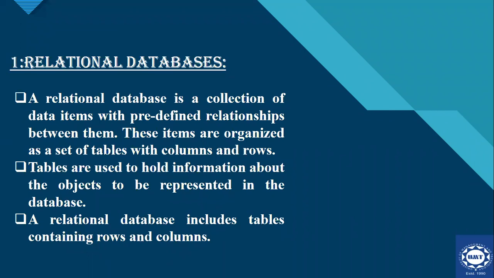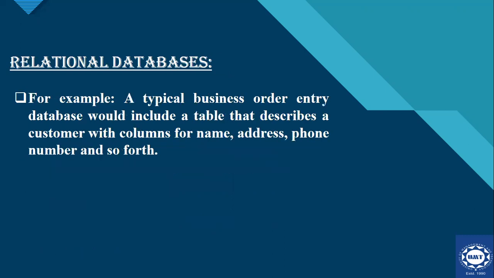Relational databases. A relational database is a collection of data items with predefined relationships between them. These items are organized as a set of tables with columns and rows. Tables are used to hold information about the objects to be represented in the database, and a relational database includes tables containing rows and columns. For example, a typical business order entry database would include a table that describes a customer with columns for name, address, phone number, and so forth.